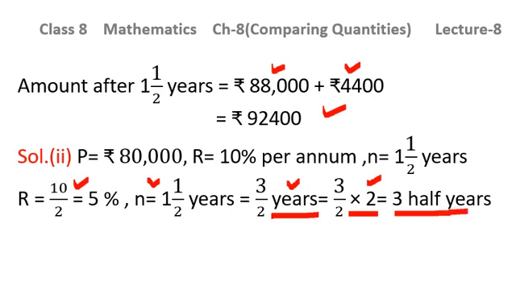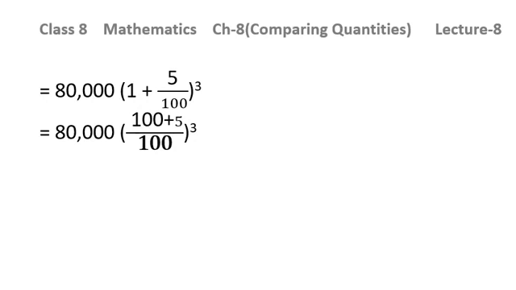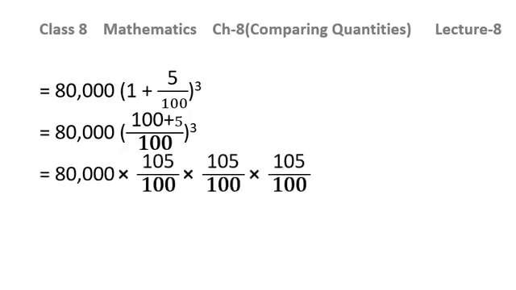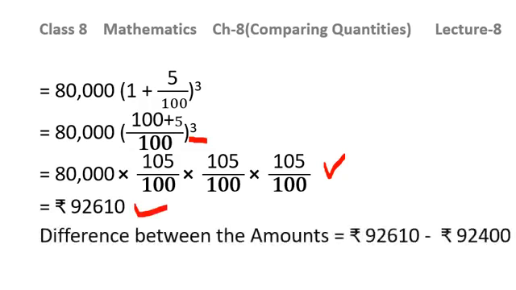So putting the values of principal, rate and time in the compound interest formula. This is the formula: amount is equal to principal into 1 plus r over 100 raised to the power n. So putting the values, 80,000 into 1 plus 5 over 100 raised to the power 3. When we solve the bracket, 100 plus 5 over 100 raised to the power 3, it will be 80,000 into 105 over 100 into 105 over 100 into 105 over 100, 3 times, because the time is 3 half years. After solving, you will be getting 92,610.